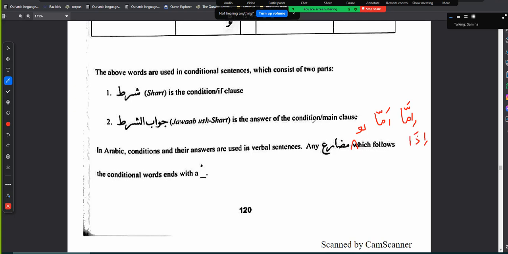Okay, so this is the correction you have to make in the book, because not all the conditional words are jazim, right? Only the rest of the words make the mudari after it majzoom, except law, amma, imma, and idha. You just note it down in your textbook.